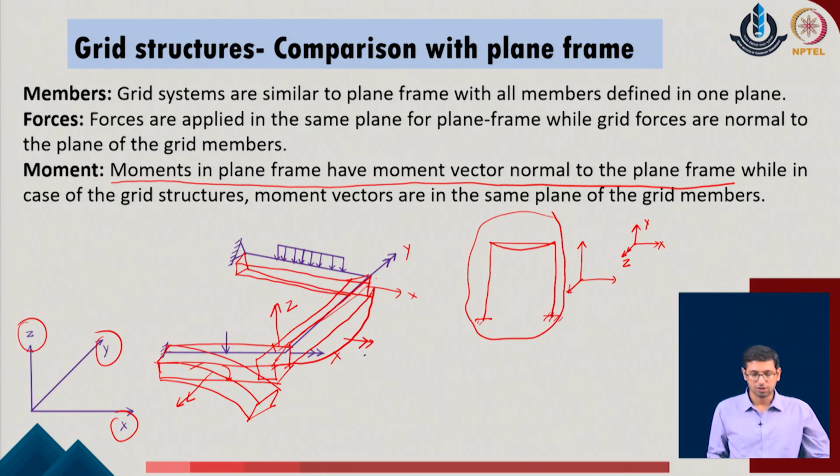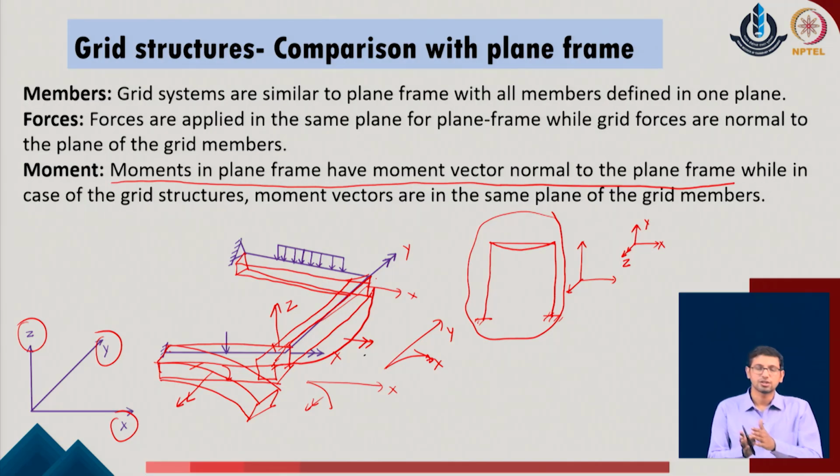If this member, which is aligned along the direction of x, is going to bend, its bending is about the axis y, because it is in the same plane. Similarly, this member, which is aligned along the direction of y, is going to bend, so its bending will be about the axis x of the given system. So, that means the grid system is going to take moments in both the directions x and y, as x and y are the in-plane directions of the given grid system.